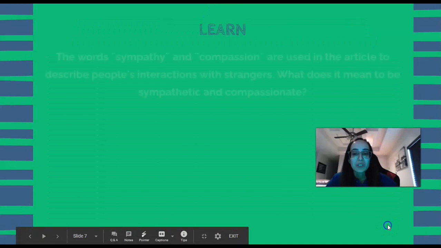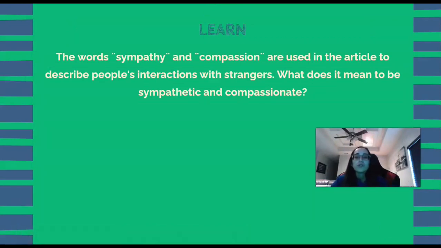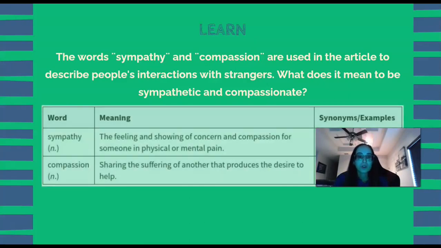Moving on, we do have two more words that we're going to be looking at, the words sympathy and compassion. And then we're going to talk about how people were very sympathetic and very compassionate when it came to these teenage runaways that we looked at, or the article that we read last week that we learned about. So these are two words.